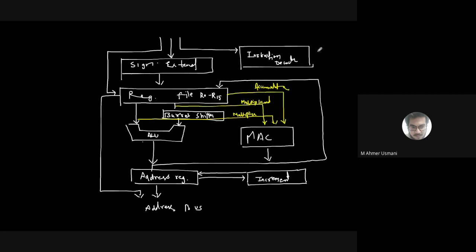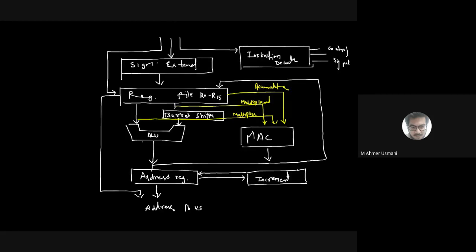Okay, so it will decode the instruction, and it will release what? Control signal. Fine. So this is your complete diagram. Okay, so this is your data bus. Okay, fine. So this is your complete diagram, and this diagram is basically the architecture diagram of your answer.